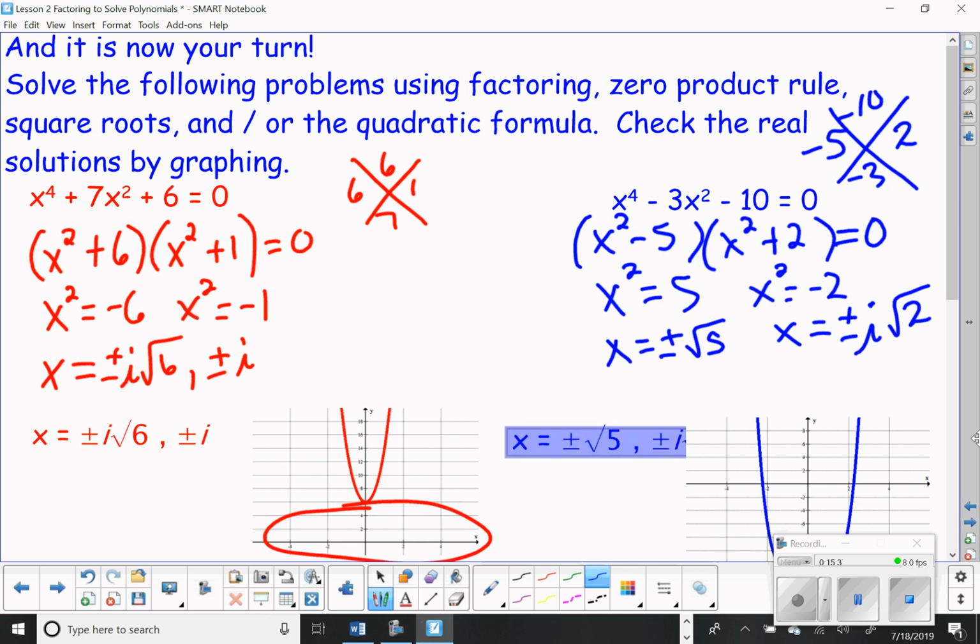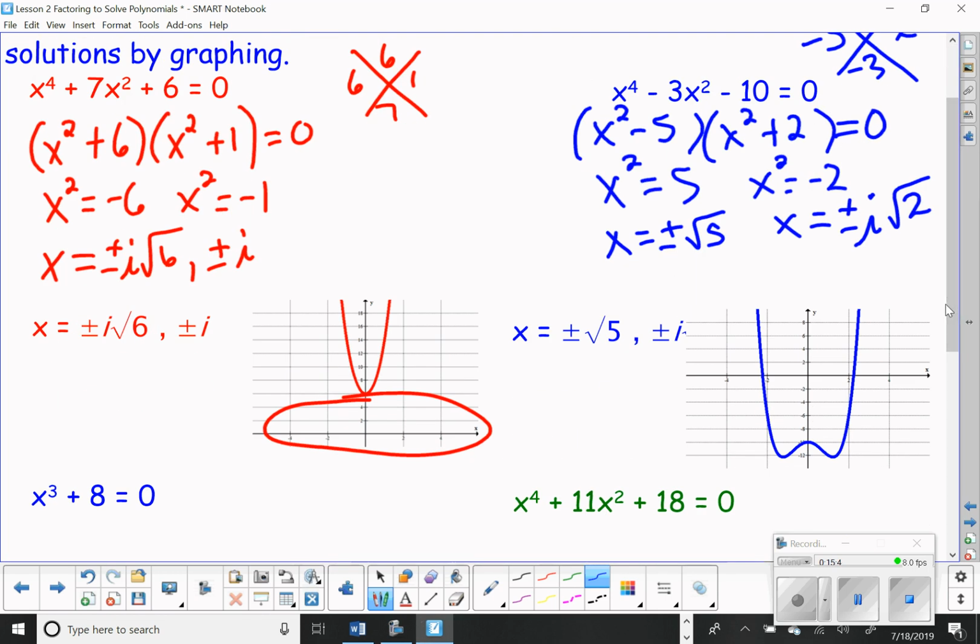Were you successful? I hope so. And if you look here, notice negative 2 point something and 2 point something. Okay, the square root of 5 is 2 point something, so you're in the right ballpark. And then you've got 2 imaginary. It's only crossing it in 2 places.